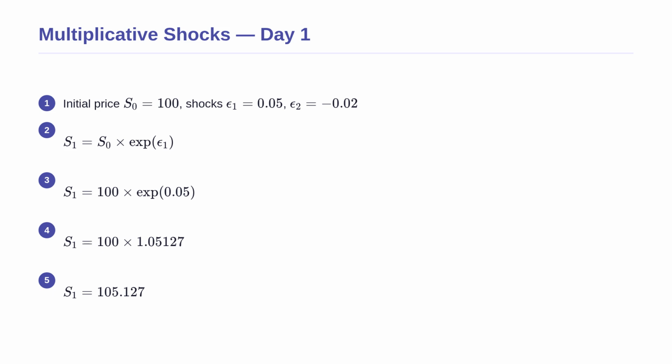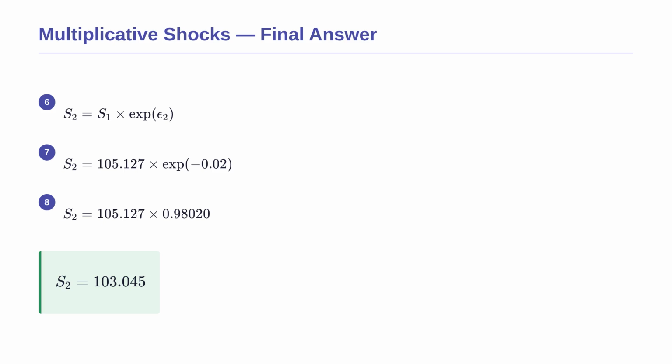We take our initial price of 100 and multiply it by the exponential of our first shock. The exponential of 0.05 gives us a growth multiplier of approximately 1.05127. Multiplying this out, the stock price rises to roughly $105.13. Now we move forward in time to day 2. The new price depends entirely on yesterday's closing price and today's new random shock.